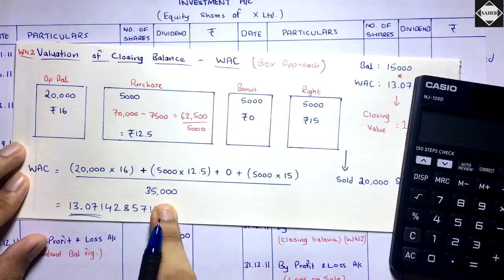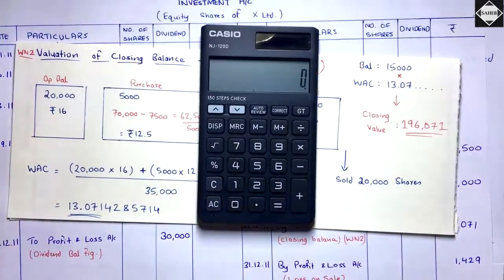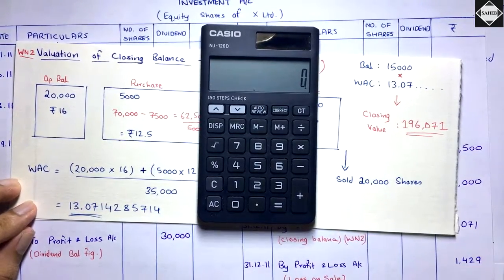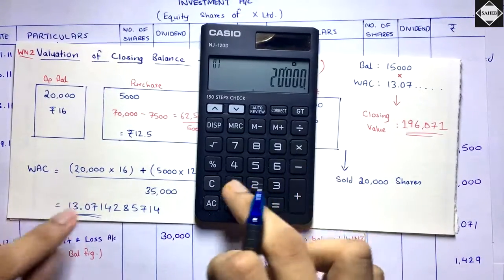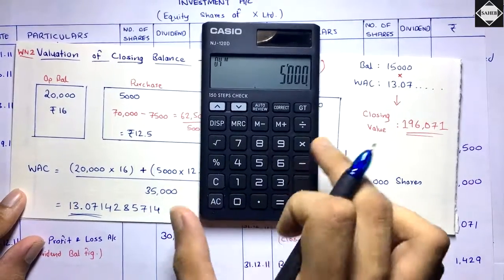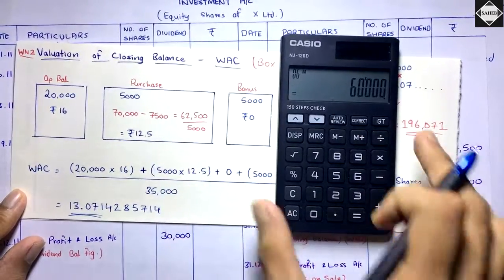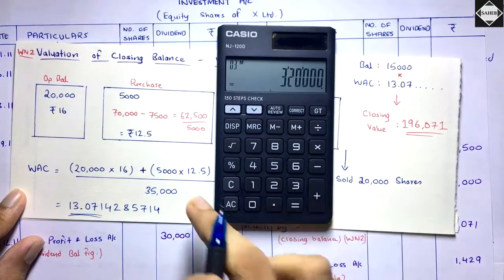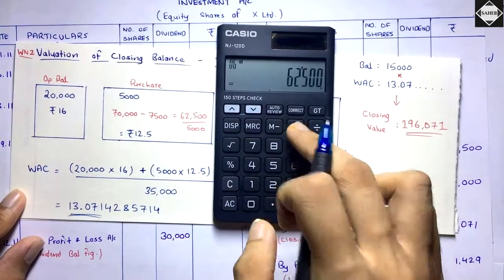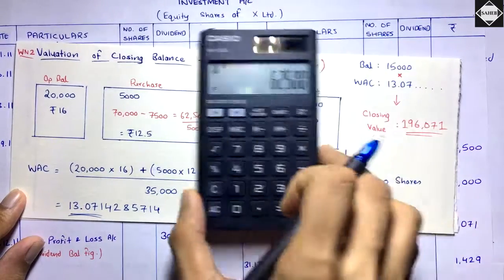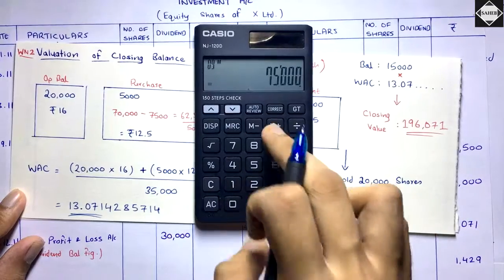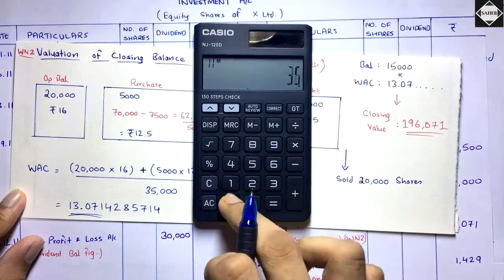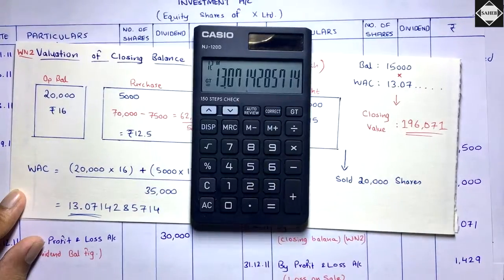The total number of shares adds up to 35,000, right? So how will you do that in the calculator? And you have to do this properly. Don't mess up this calculation, because you have to take all the decimals so that you can get an accurate answer. See, 20,000 into 16 M plus, 5,000 into 12, sorry, not 12, it's 12.5, right? So let's do that again. 20,000 into 16 M plus, 5,000 into 12.5 M plus, then here 0, leave that. 5,000 into 15 M plus. Then you have to press the memory recall, MRC button. You get something divided by 35,000, that's equal to 13.07, with some decimals.